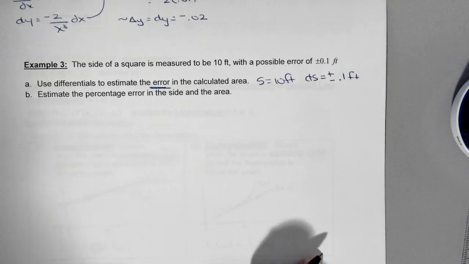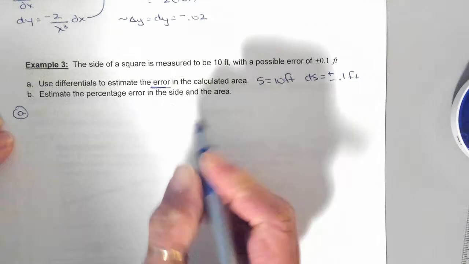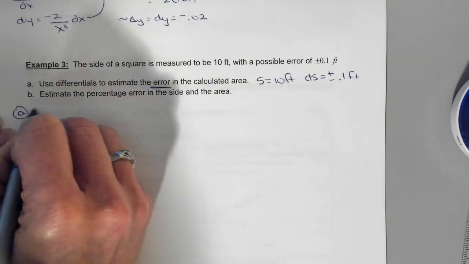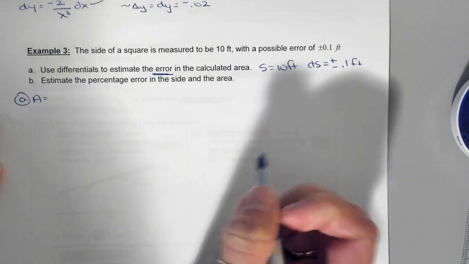Like, if I told you that they're perfect every single time, which would be a lie, but if they were perfect every single time, we would know that the area would be 100 square feet, right? But because there's a possible error in the sides, there could be error in the area. Okay, so in part A, we know that we can find the area of a square by doing what? s squared.